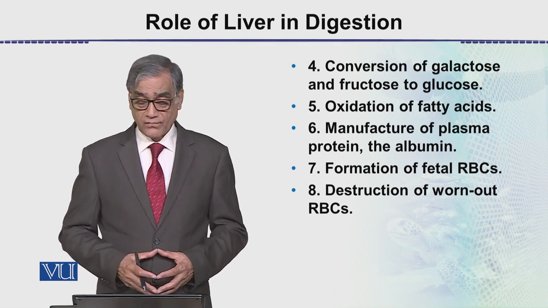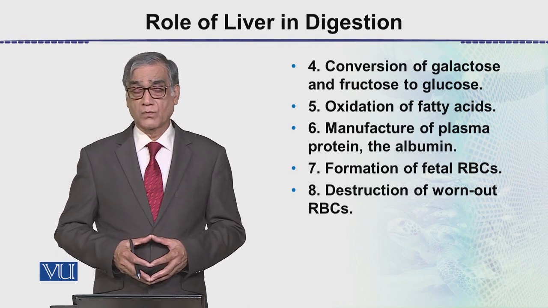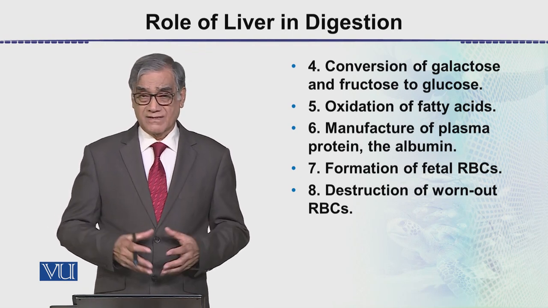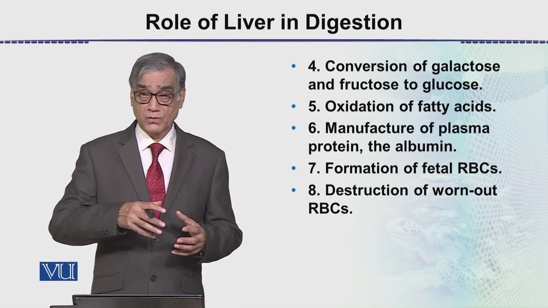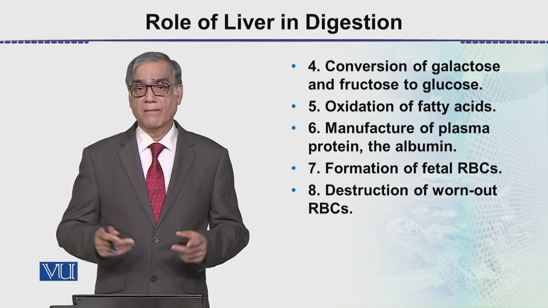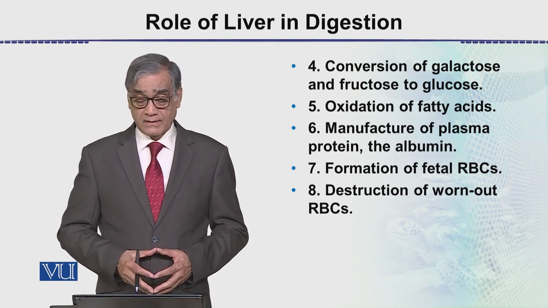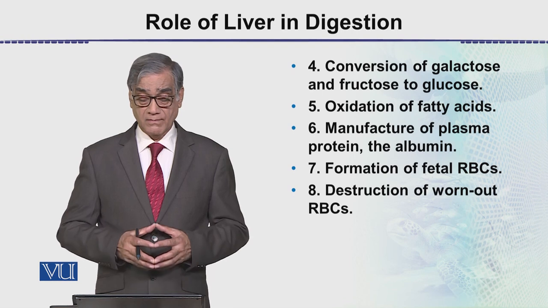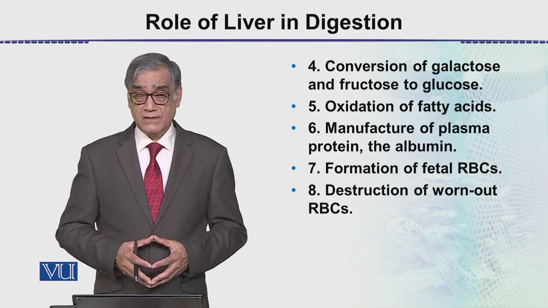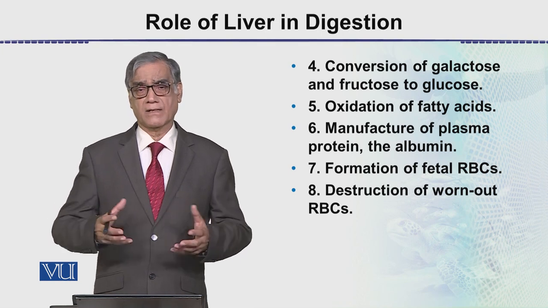Then the conversion of galactose, fructose and glucose into glucose. Glucose is what goes into the mainstream, as we see in glycolysis. So galactose and fructose must first be converted into glucose to come into the mainstream of metabolism. Then the oxidation of fatty acids, and the manufacture of plasma membrane and plasma proteins, the albumins. These plasma proteins are part of the membrane of almost every cell of the body.